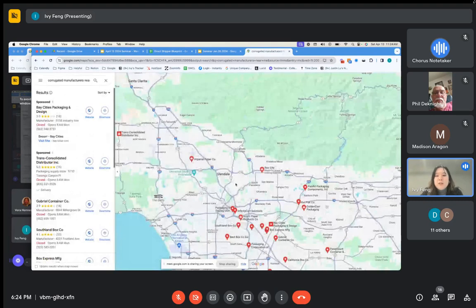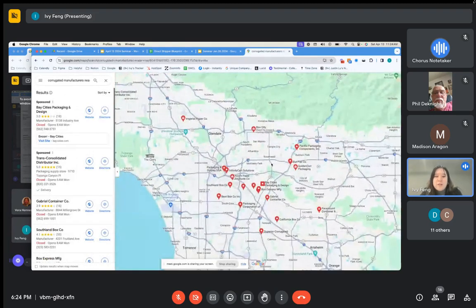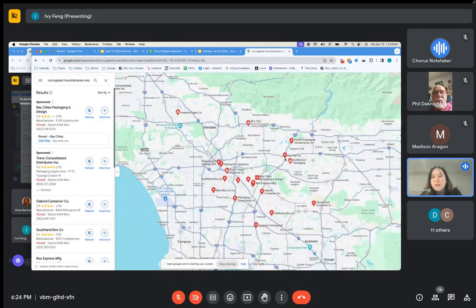And from here, we're out of Southern California. As you can see, this is the Los Angeles area. You can start mapping out different manufacturers that are near you and start planning out in-person warehouse visits, right?